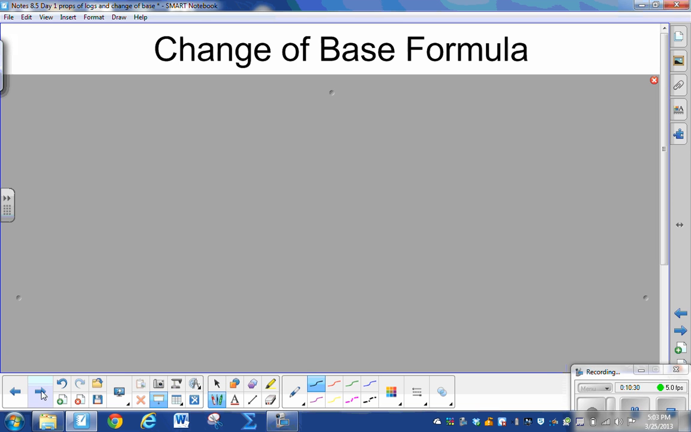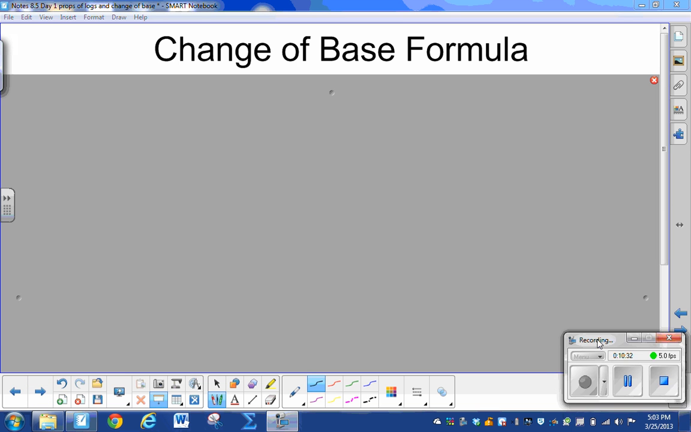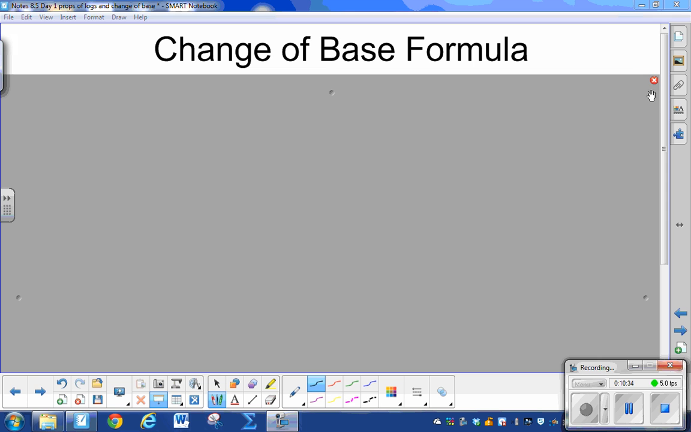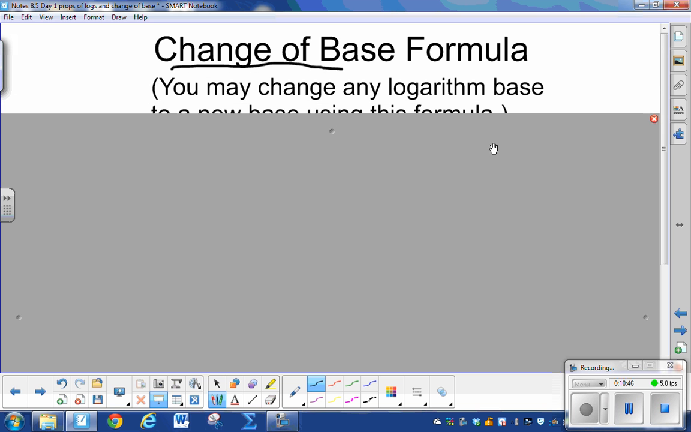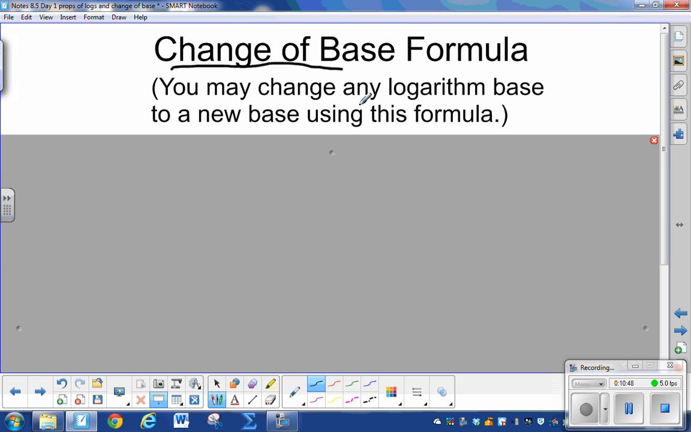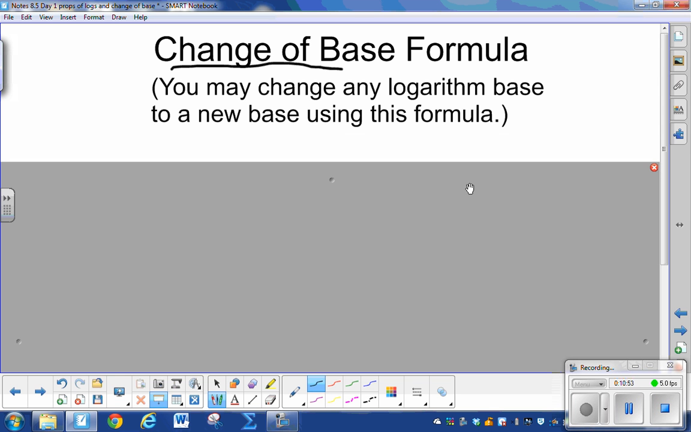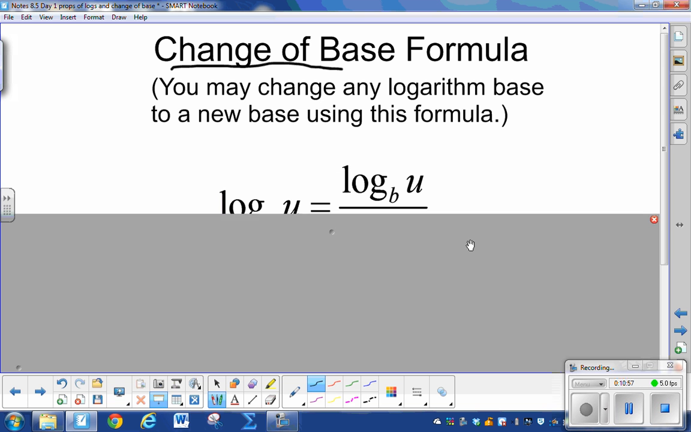All right, so moving on. See how much time we got here. 503. Okay, change of base formula. Like the name suggests, we use this formula when we want to change a base. So let's say you had log base 7 or log base 8. It changes those. You may change any logarithm base to a new base using this formula. So just in case you don't like your old base, you can change it into a new one.